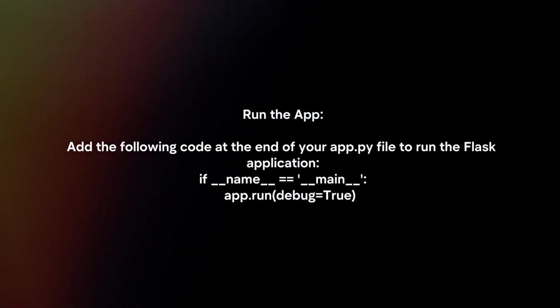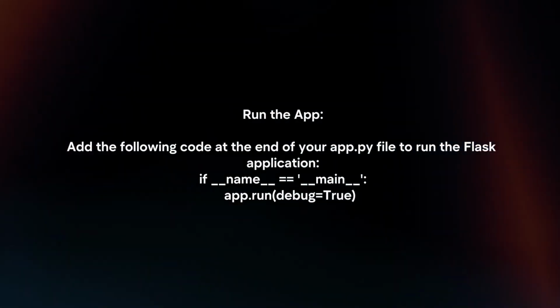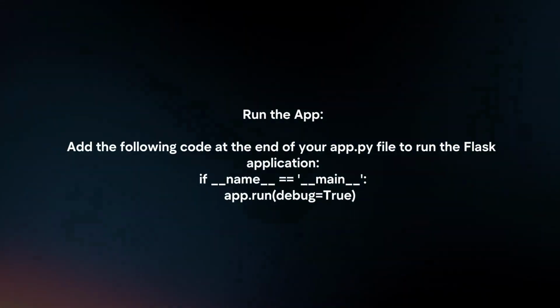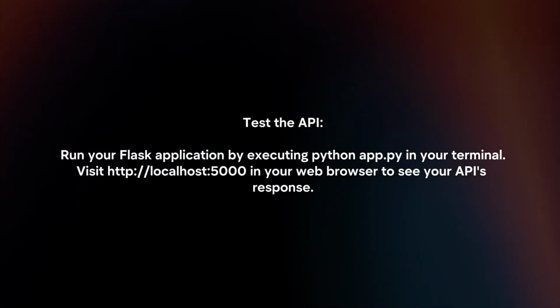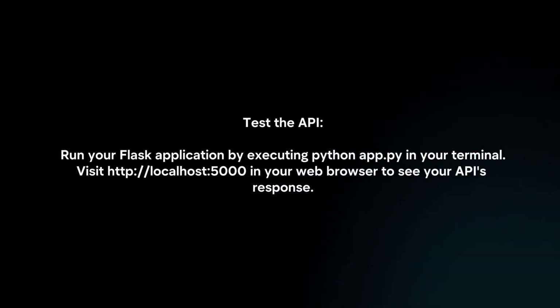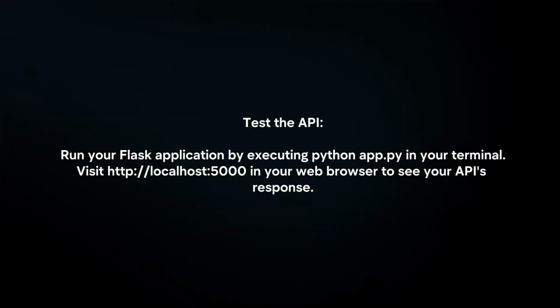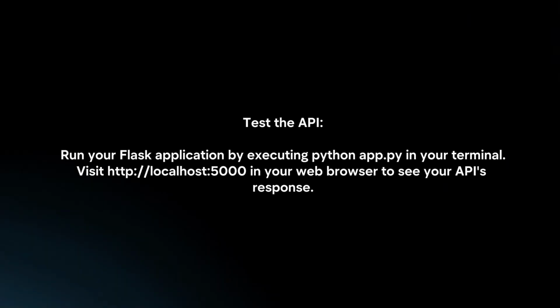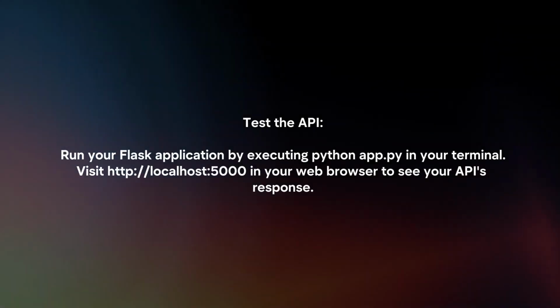Run the app. Add the following code at the end of your app.py file to run the Flask application. Test the API. Run your Flask application by executing python app.py in your terminal. Visit the following link in your web browser to see your API's response.